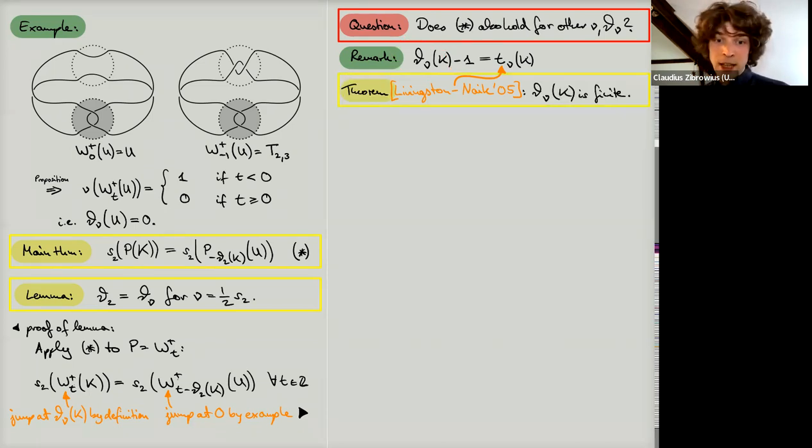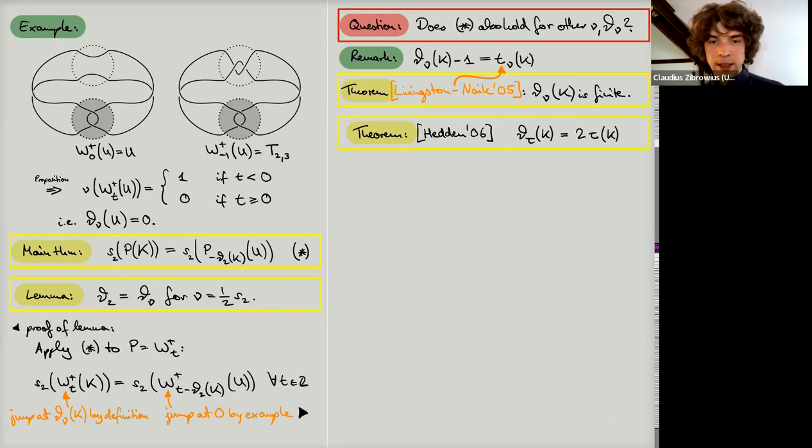They showed in general that these theta invariants are finite, which follows for the s invariant from our theorem, but one can actually show this in general. So this question really does make sense. We know that these thetas are really finite; they're integers. So we can ask: is there a corresponding theorem for other slice torus invariants?